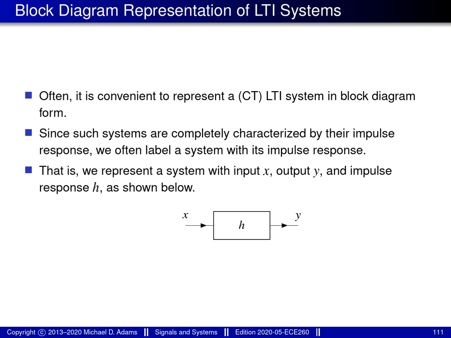Often block diagrams provide a very convenient way in which to represent systems. When drawing block diagrams that involve LTI systems, we often label the LTI systems with their impulse responses. The impulse response makes a particularly good label for an LTI system, since an LTI system is completely characterized by its impulse response. So for example, suppose that we have an LTI system with input x, output y, and impulse response h. We can denote this in block diagram form using the block diagram shown at the bottom of this slide, where h is denoting the impulse response of the system.